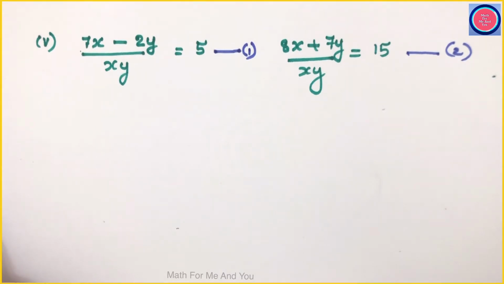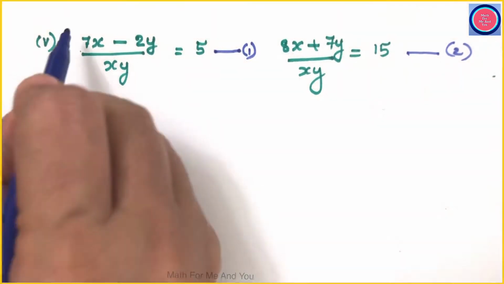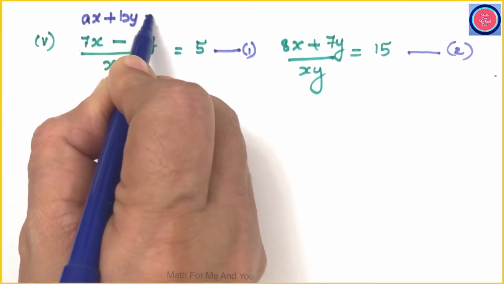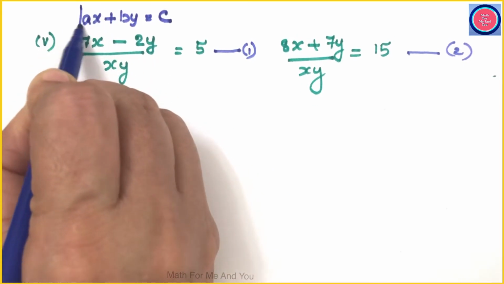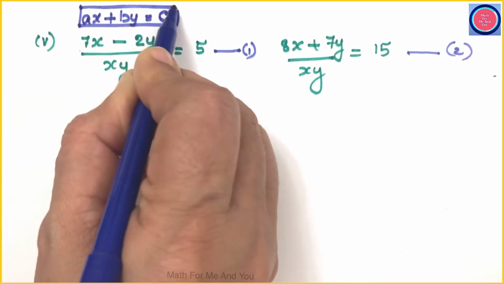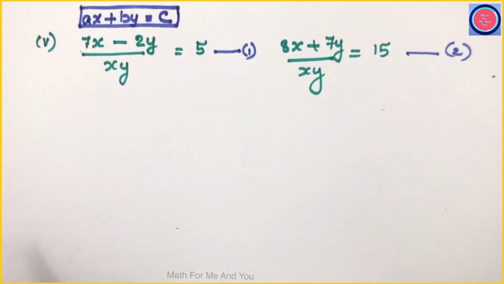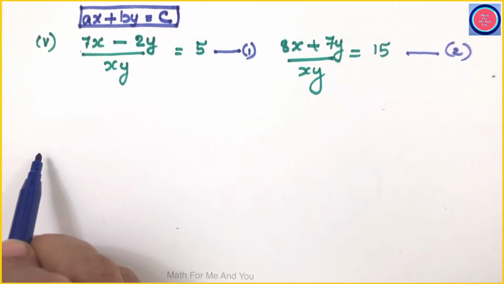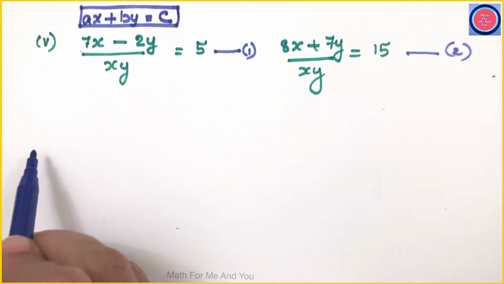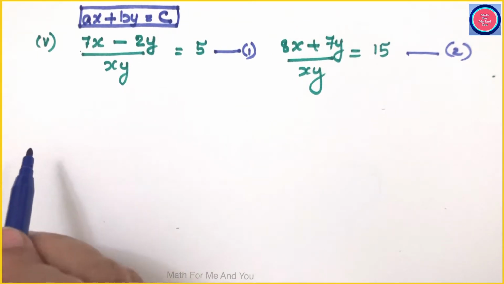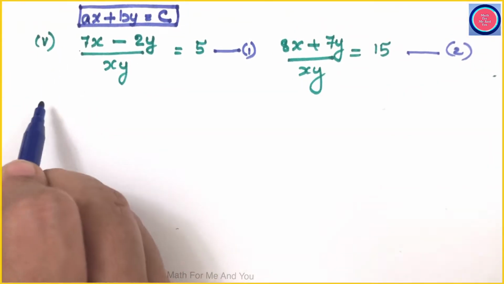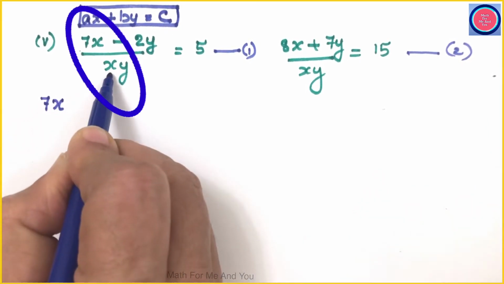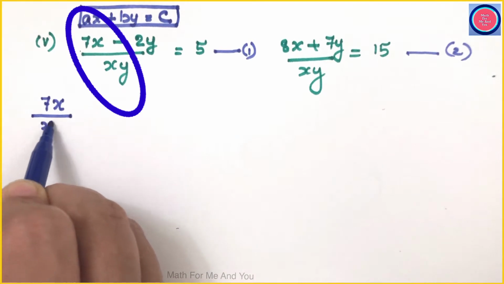This is not a linear equation. You can see the numerator and denominator. We are going to write this equation in the form ax plus by equals c. For that, we can change the first equation and the second equation. How can we change? We split the numerator, that is 7x and minus 2y, into two different fractions. First term 7x, and the denominator is xy.